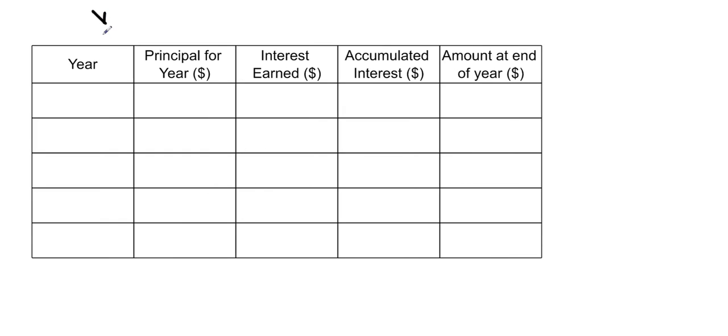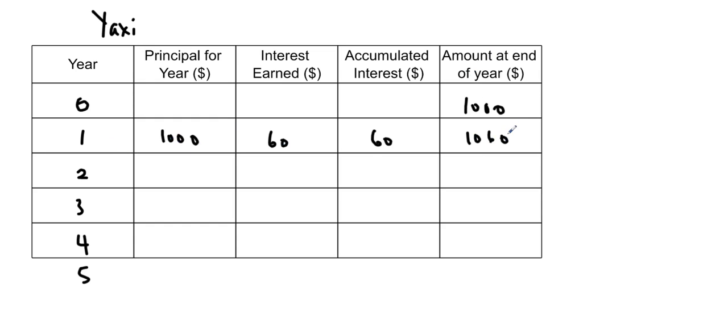So if we're doing Yashi, she has a little bit more of a complicated formula because it's compounding, which means that the principal is going to be changing every year. So in year 0, she has $1,000, so we're going to forward that over to the principal for year 1. And she's going to earn $60 of interest, because again, we're multiplying the principal times 0.06 to get 60. We add the principal and the interest earned to get the amount at the end of the year, which is $1,060. Then we take this number and put it in the principal for the next year.